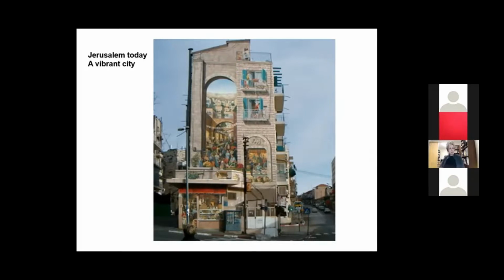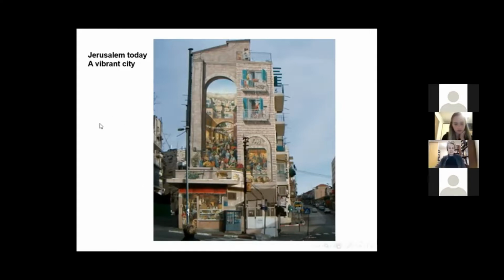This is at the bottom of Agrippa Street. And if you really walk around the center of Jerusalem, you can see, I'll show you a few examples. A whole side of this building was painted by a special group of painters, actually not Jewish. They came from France, and they wanted to make Jerusalem a more vibrant city. So they painted different scenes of daily life in Jerusalem on these buildings.